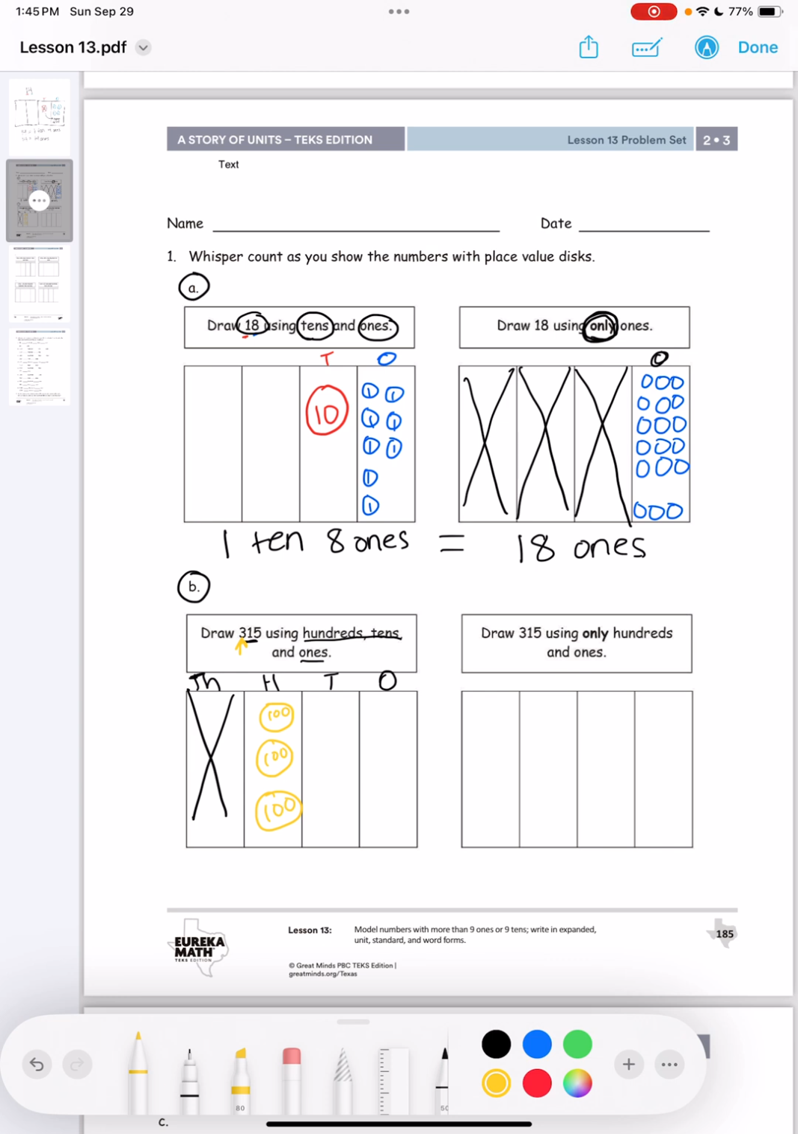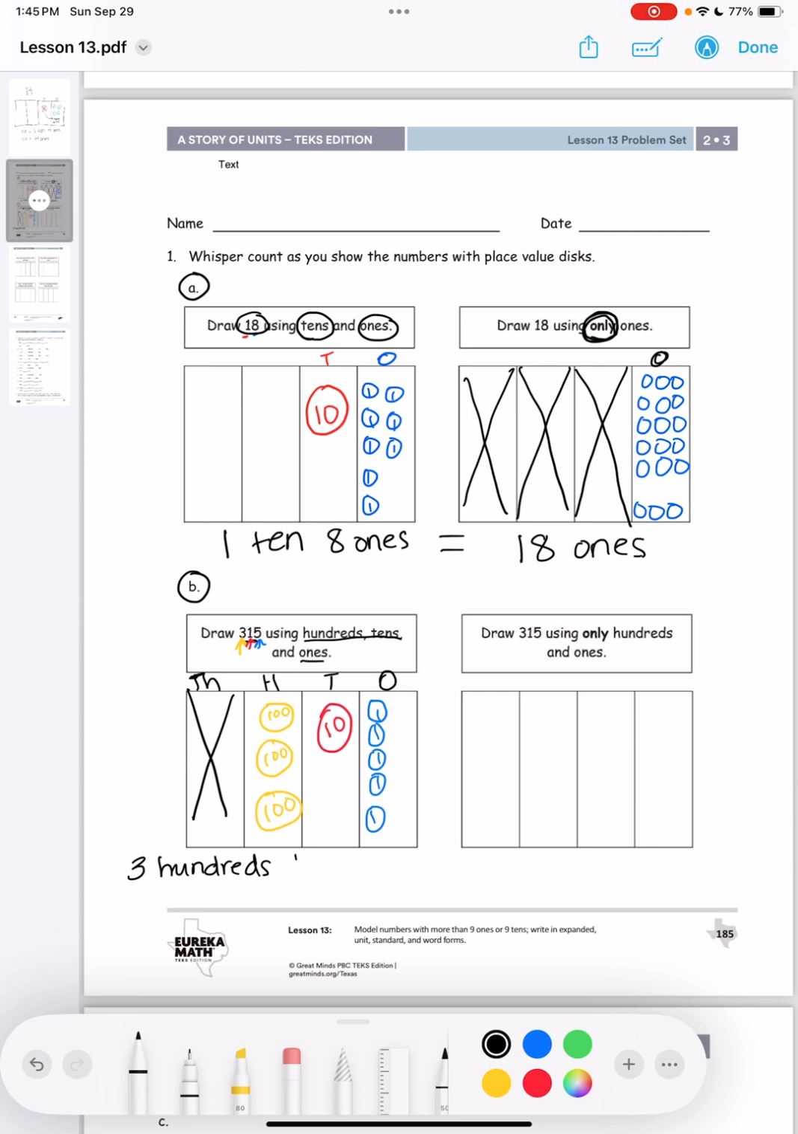Look at my tens place. I have 1 ten, so I'm going to draw 1 ten in my tens place. Then I look at my ones. I have 5 ones, so I'm going to draw 5 ones in my ones place. So there's 315 using hundreds, tens, and ones. When I write it in unit form, I have 3 hundreds, 1 ten, 5 ones.